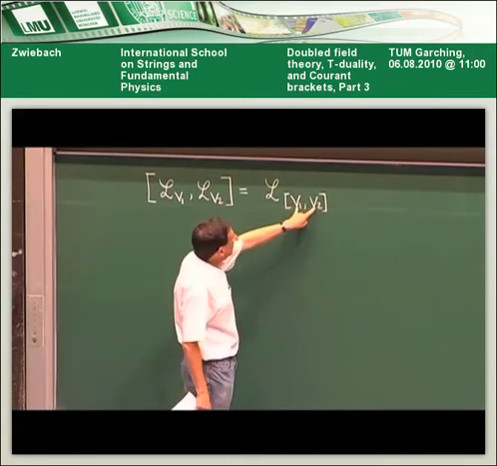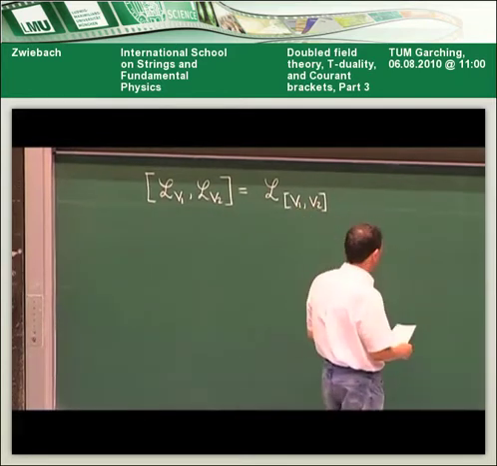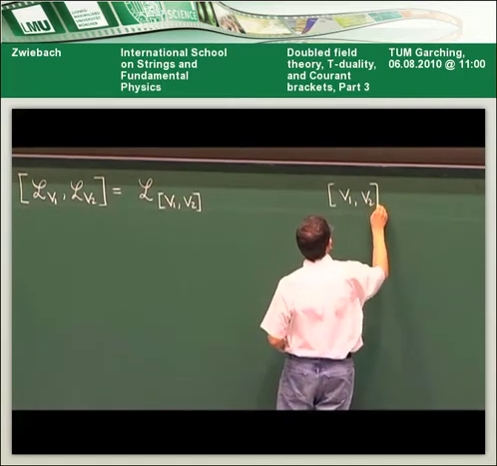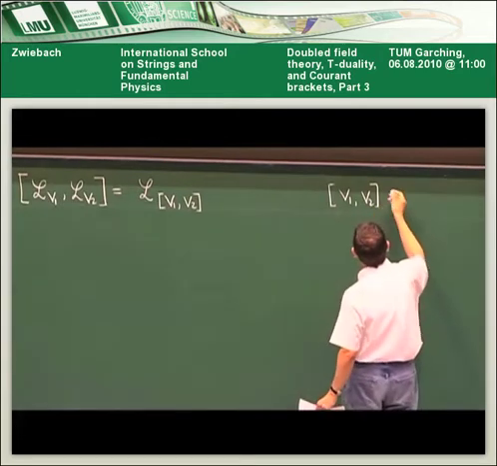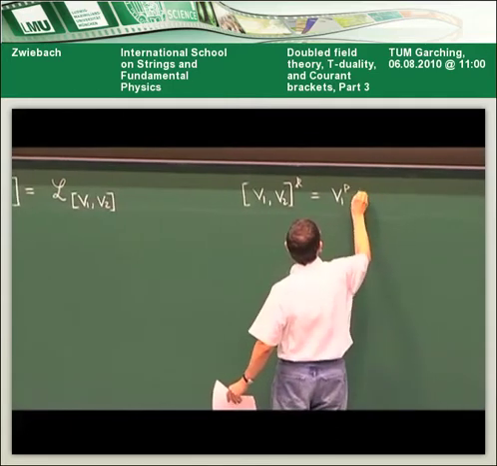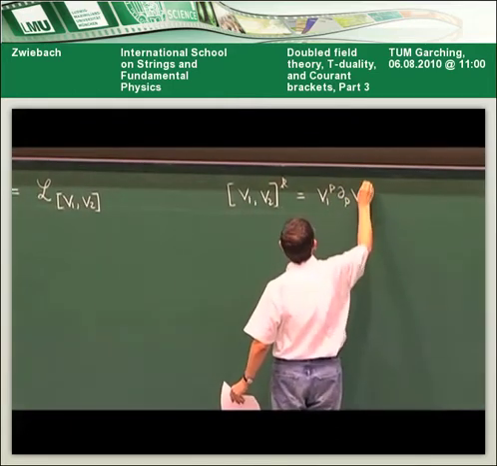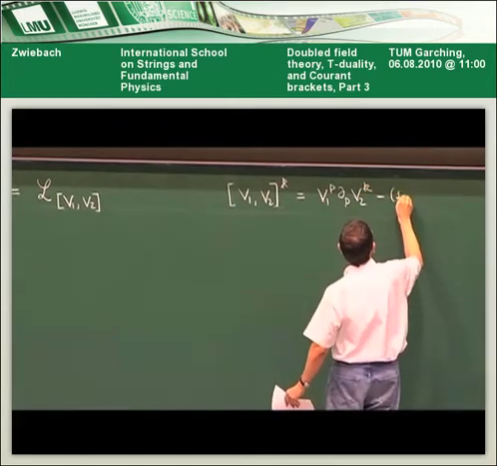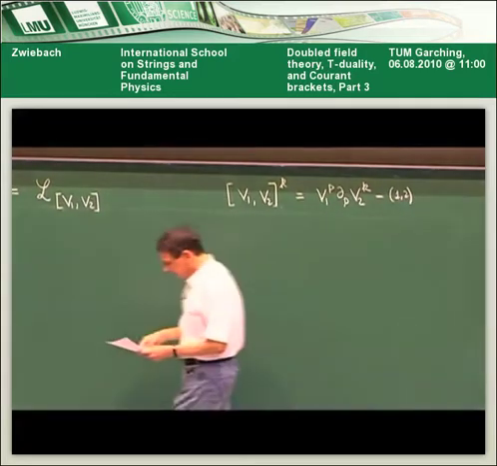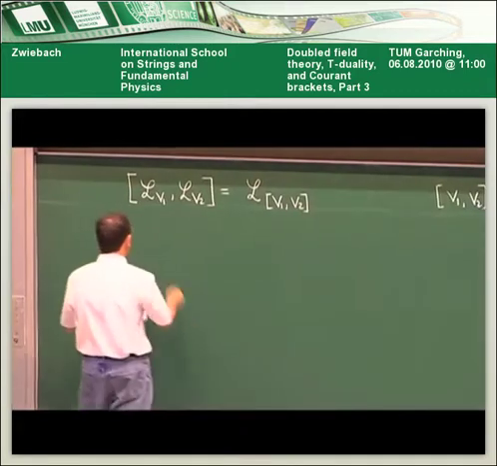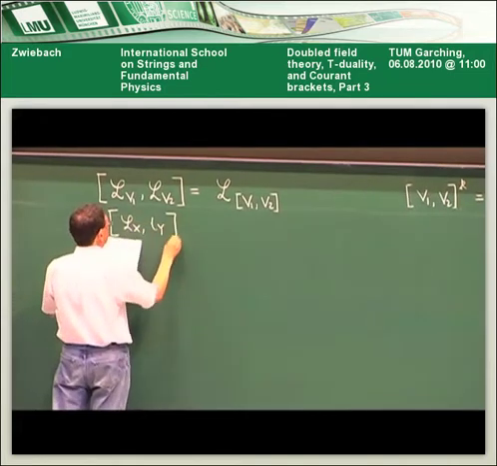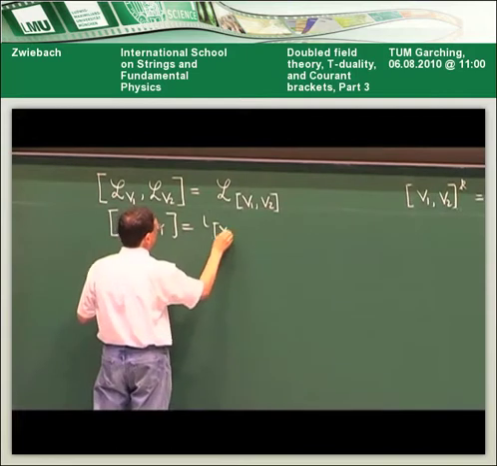Now, a bracket of vectors is a nice notation for an operation that is relatively clear. If you have V1, V2, it's a vector. The bracket of two vectors is a vector. Its K component is equal to V1^P d_P V2^K minus 1 and 2 symmetrized. So it's another vector whose components are given by this thing. It's called the Lie bracket of vectors. There's another identity that will be useful, which is that [L_X, i_Y] is equal to i_[X,Y].